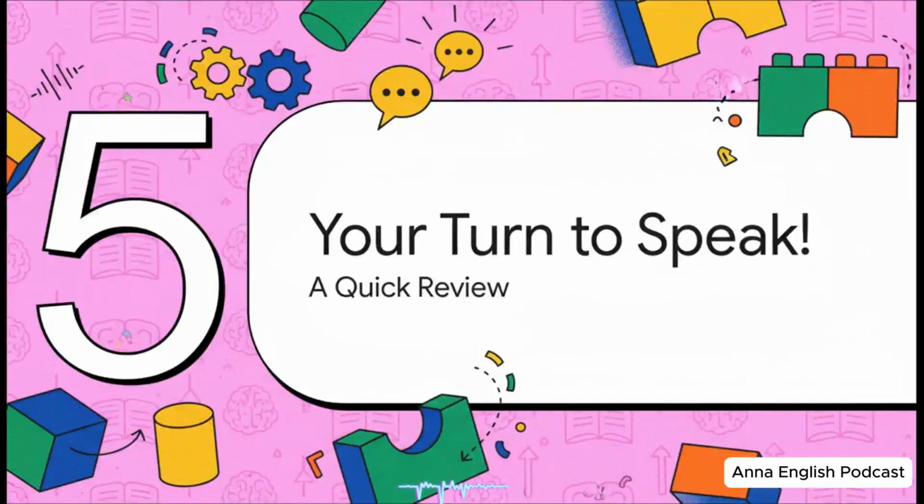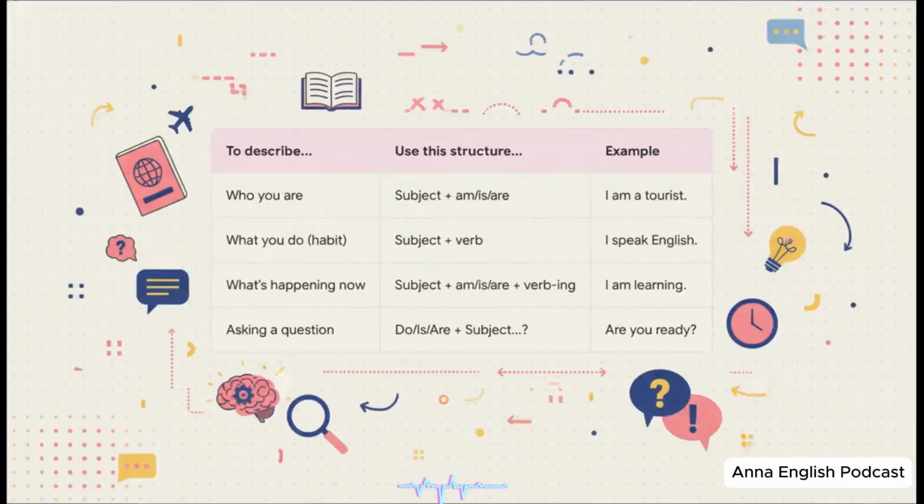You have done an incredible job. I'm serious. In just a few minutes, you've learned the 4 most important building blocks you need to actually speak English. So let's just put it all together one last time. Think of this as your personal cheat sheet. To describe who you are, use I am. To talk about a habit, use a simple verb, like I speak. For something happening right now, you use that ing form, I am learning. And to ask a question, you just start with words like are you. You now have the tools for a real conversation.